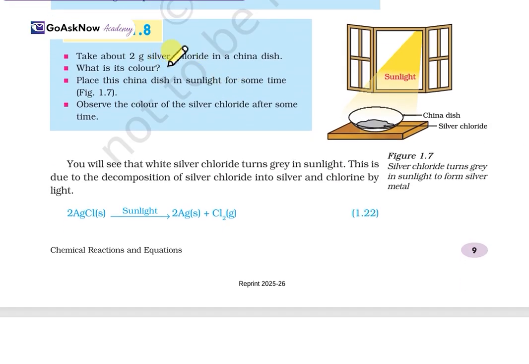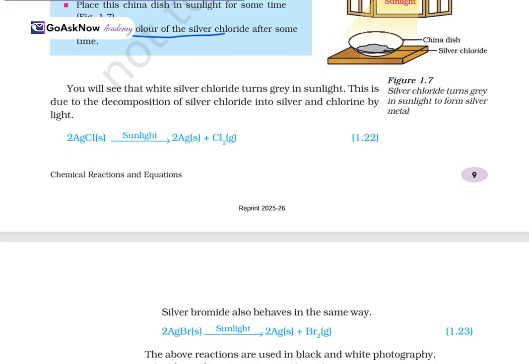Just take 2 grams of silver chloride in a china dish, and what is its color? Place this china dish in the sunlight for some time, as you can see in the figure, and observe the color of the silver chloride after some time. Now you will see that the silver chloride turns gray. It will change color and turn gray, and this is due to the decomposition of silver chloride into silver and chlorine by the light.